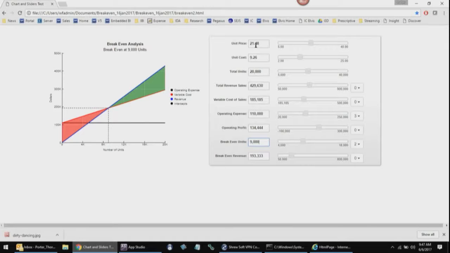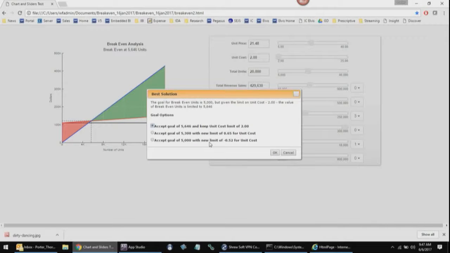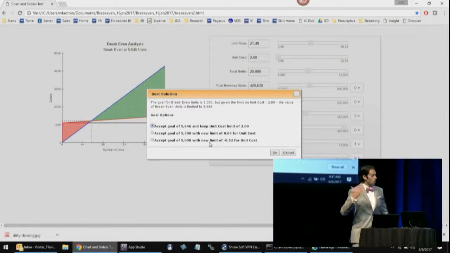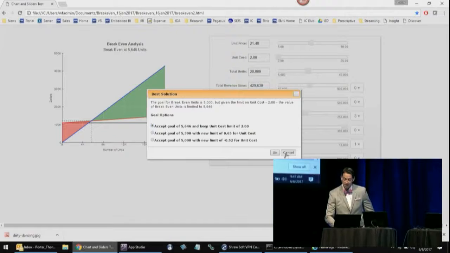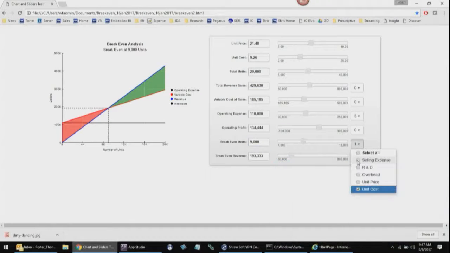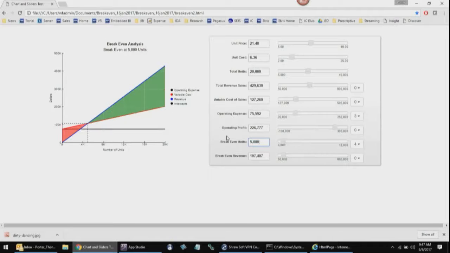What if I want to go crazy, get really aggressive here? Can I get it to 5,000? Could I get it to 5,000 through a reduction in cost alone? It's going to tell us it's outside of the realistic and practical limits of that root variable. But I've got other options. There are other root variables at play that calculate break-even analysis. Like, what if I was able to reduce my fixed expenses, like selling expense, R&D, and overhead? Could a combination of those two get me to my goal of 5,000 units? And it could. You'd have to get your operating expenses down to 75,000 and really produce that product at a low cost, but you could get there.